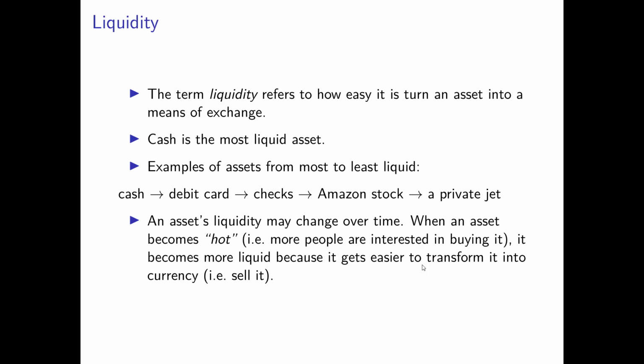So let's look at some examples of assets from most to least liquid. You start with cash, which is the most liquid. Then we have a debit card. The reason why a debit card is less liquid is because using a debit card requires those devices that we have in stores where you insert your card or you swipe. If a store does not have these devices, you cannot purchase anything from them. But if you have cash, you can go everywhere because it's the most liquid. You can buy whatever you want. So a debit card is less liquid than cash.